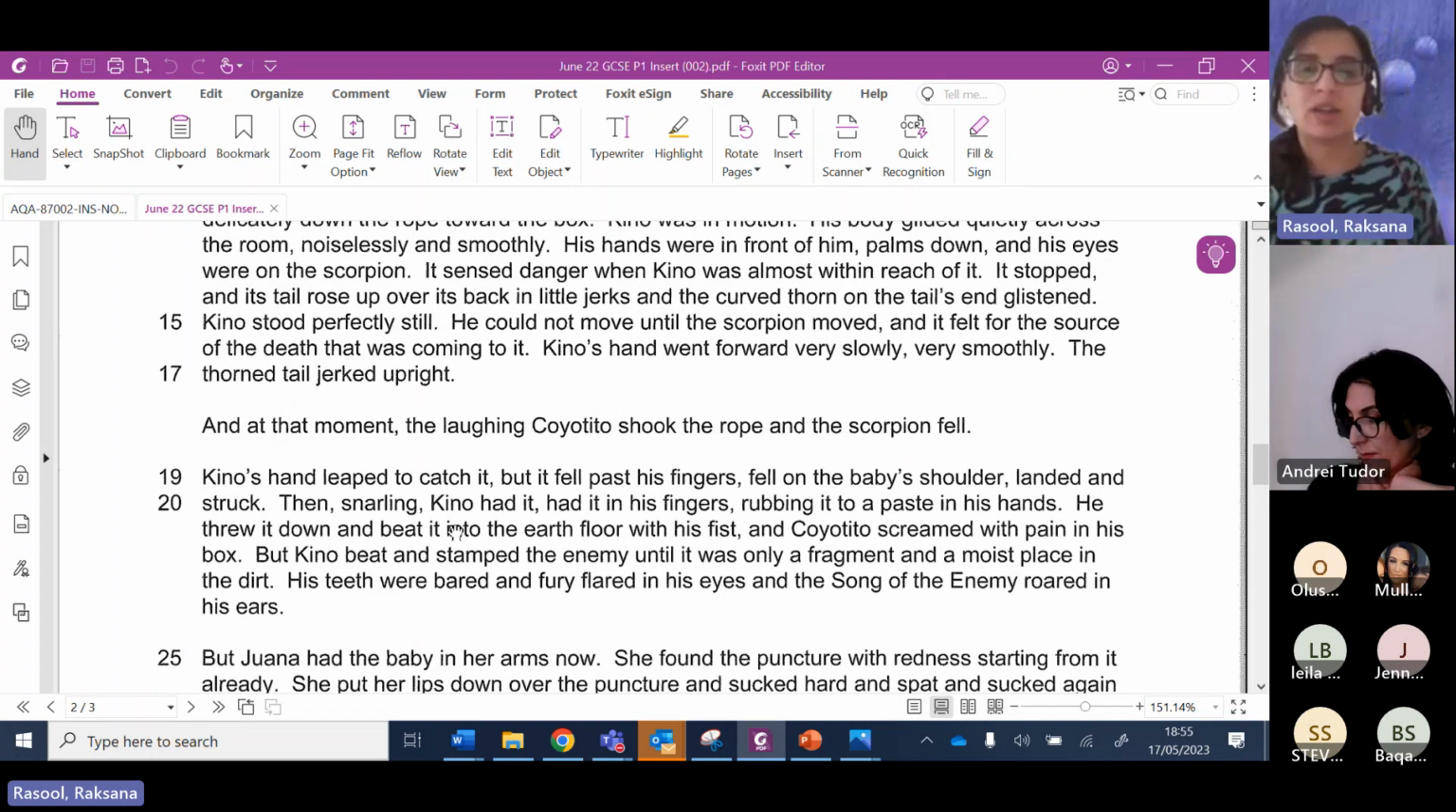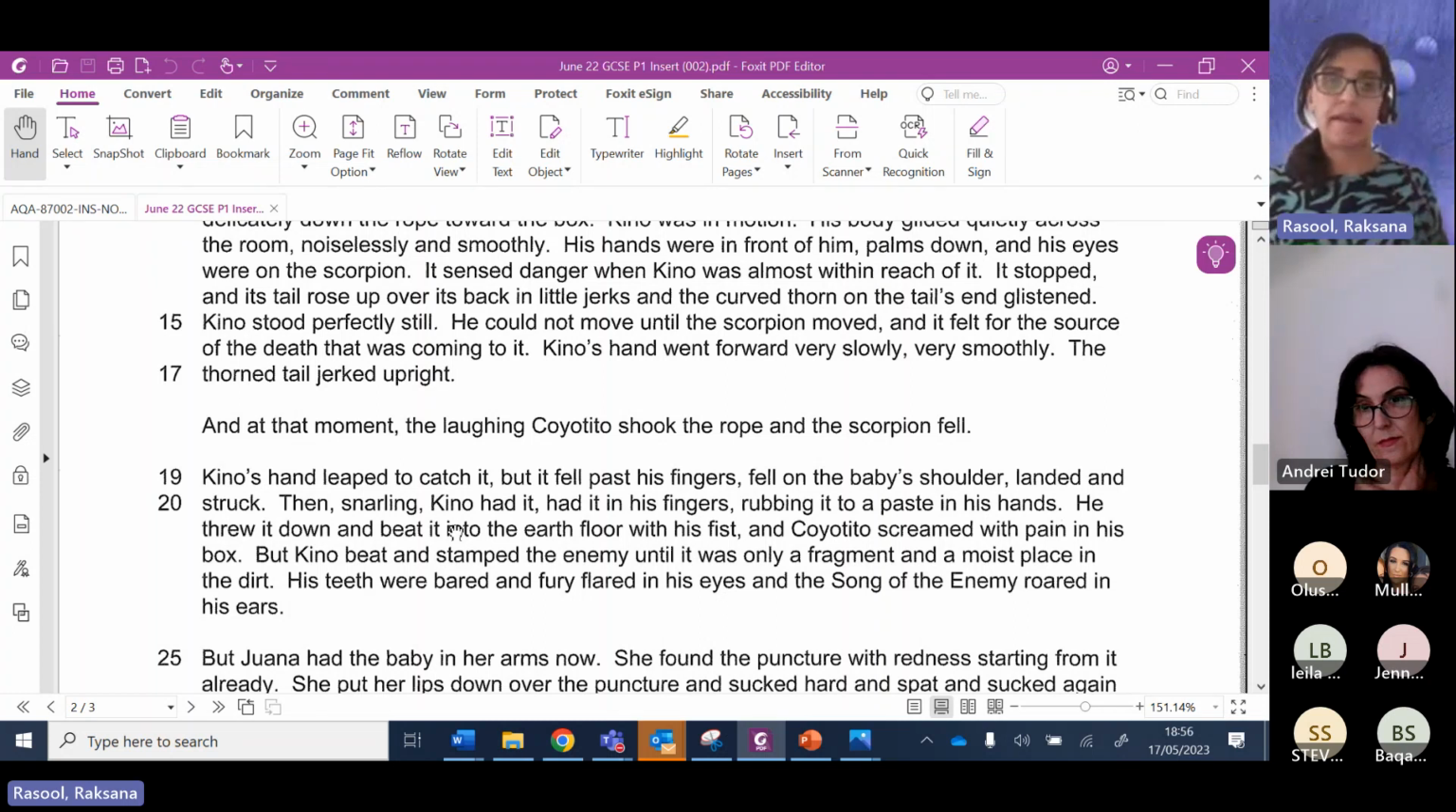This is your resolution. How does Kino resolve the problem? Well, he gets this Scorpion and he overkills it. He stamps on it. His teeth are bared. He's got fury in his eyes. The song of the enemy is roaring in his ears because this is still his enemy. The crying screams of his baby is flaming his anger.